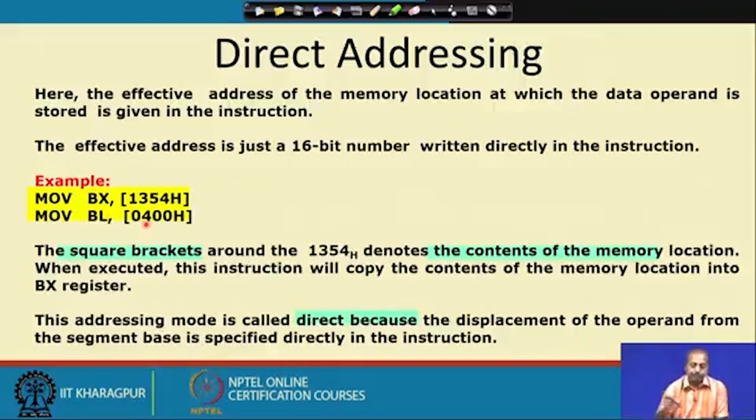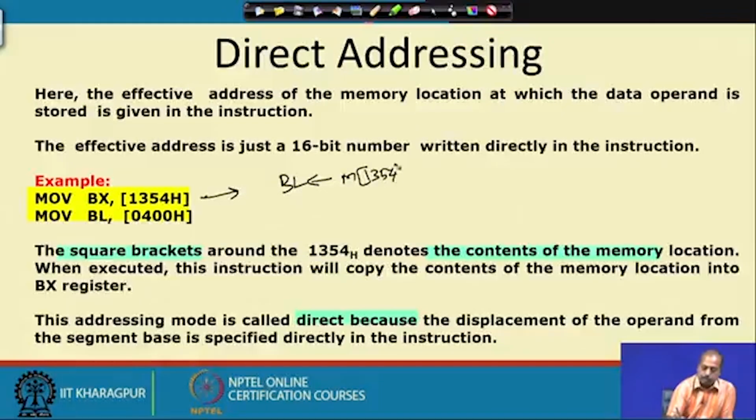In this case, in the first instruction, what will happen is that the BL register will get the content of memory location 1354 hex. That DS colon should be there, sorry. This is not simply 1354. I cannot say exactly what the location content is, but that is DS into 16 plus 1354.